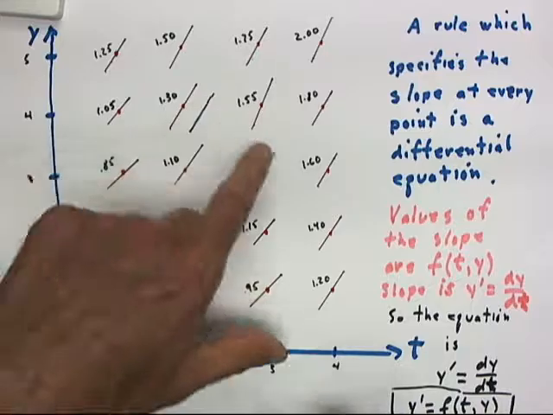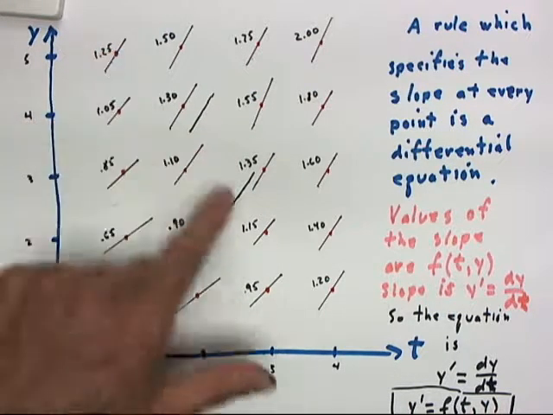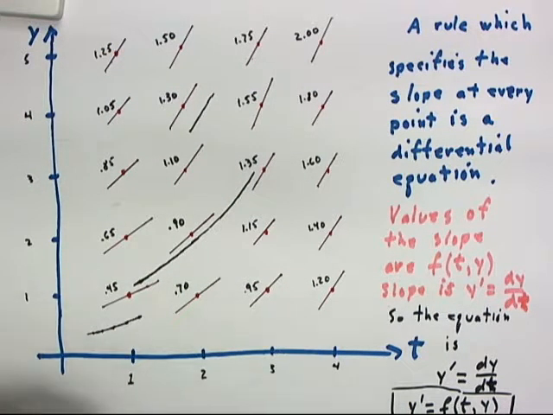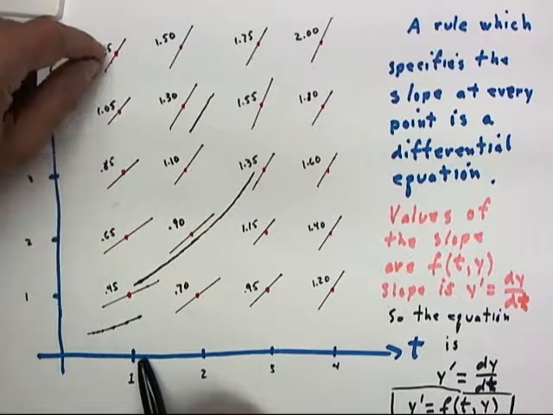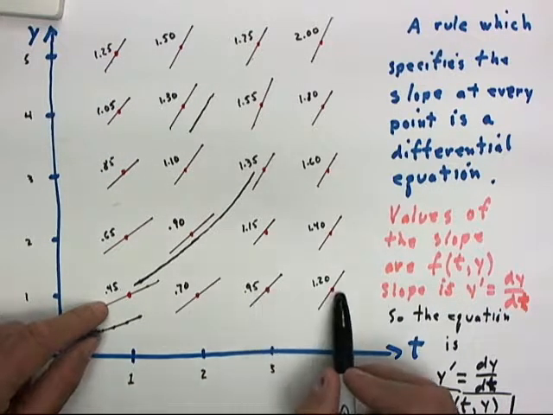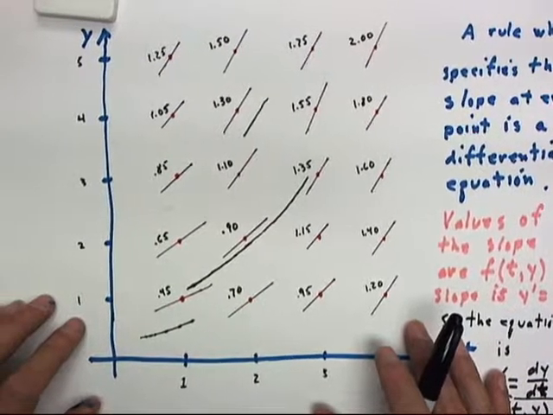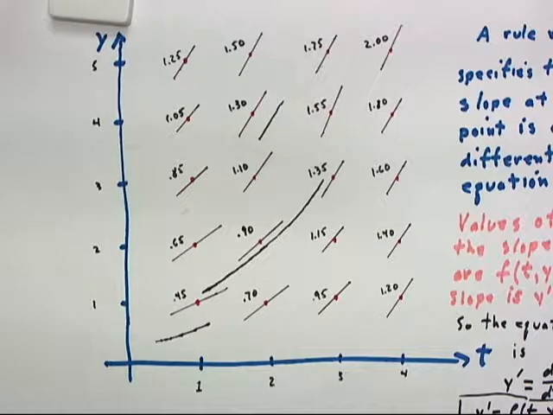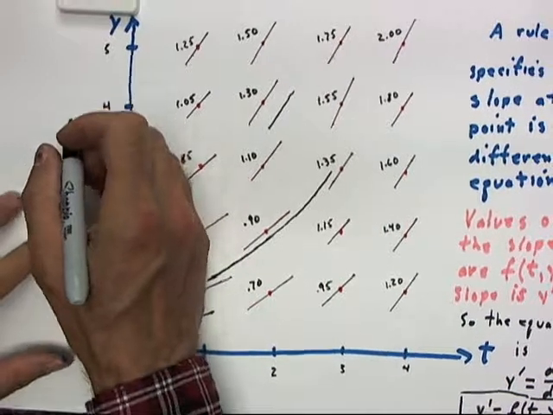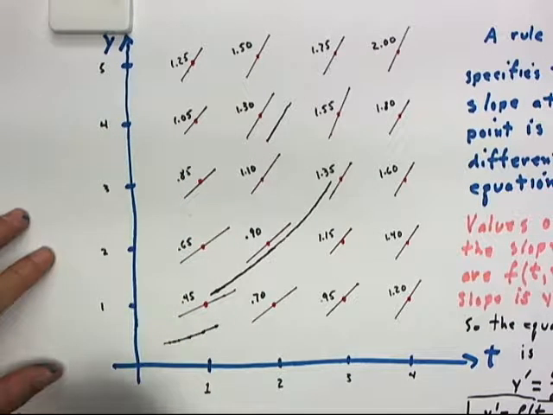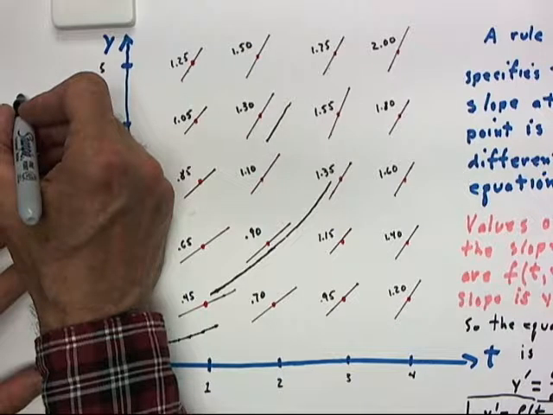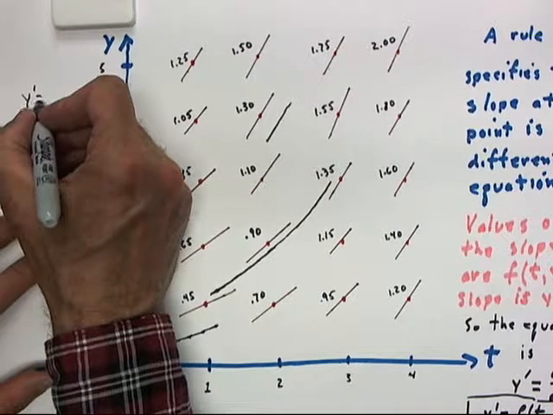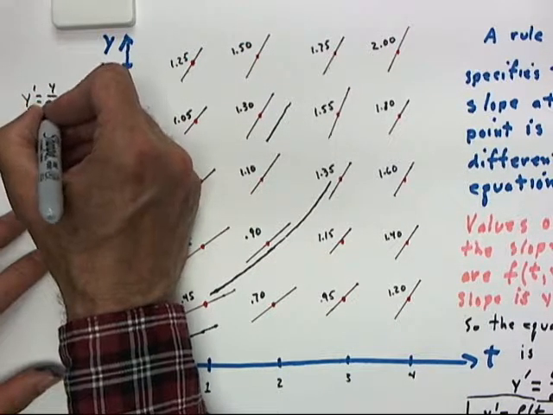Look, the point is that the rule for this function is different. It's not just simply a function of t. We can see that the slopes change with y as well as with t. Now when that happens, well, let me just tell you what the rule was for this particular equation. The rule was y prime equals y over 5 plus t over 4.